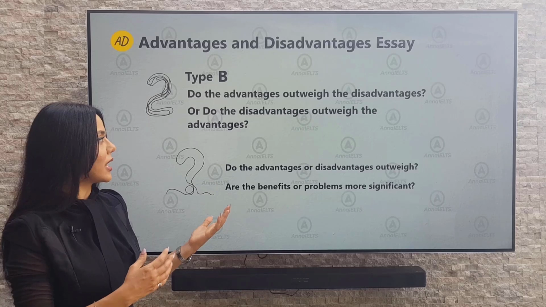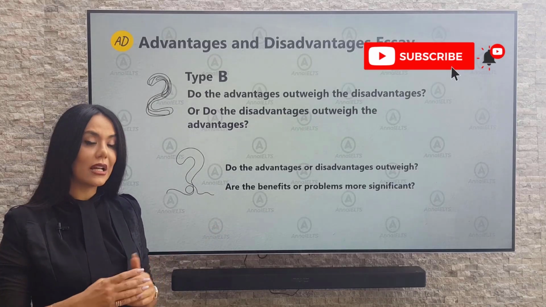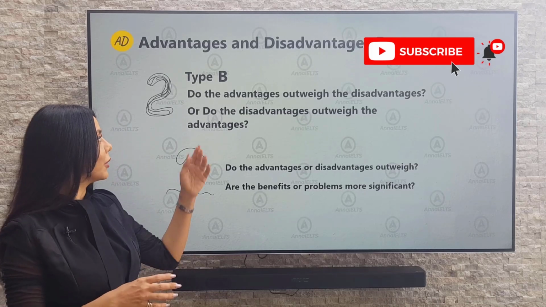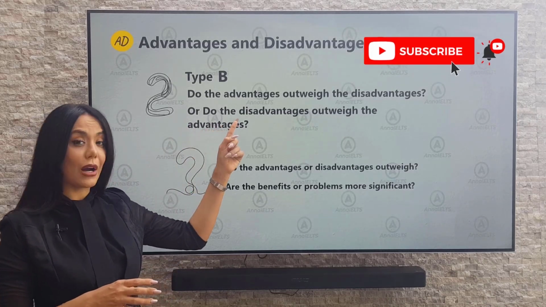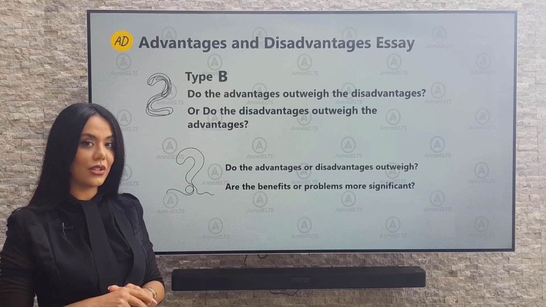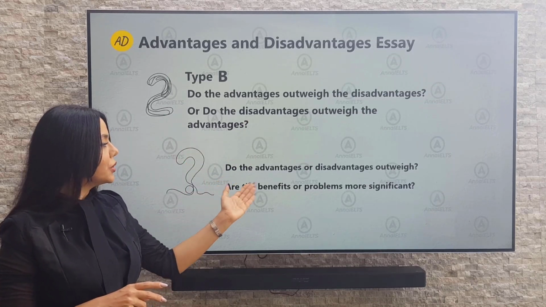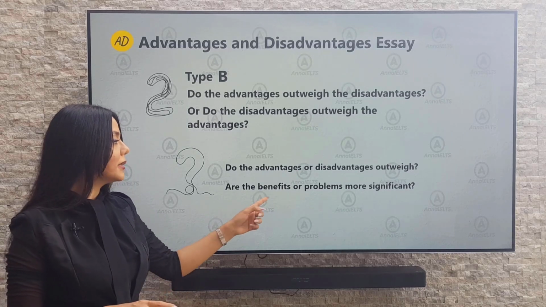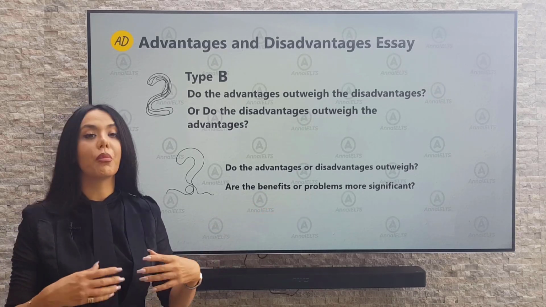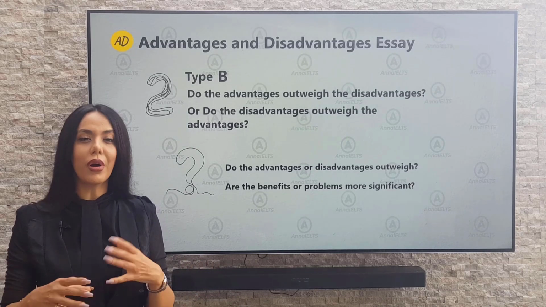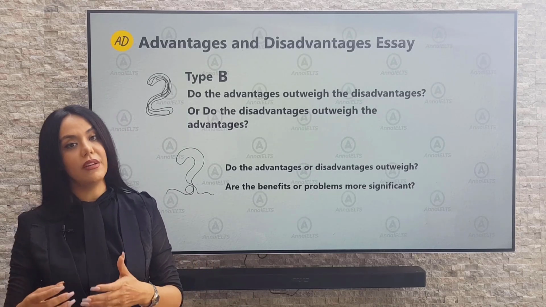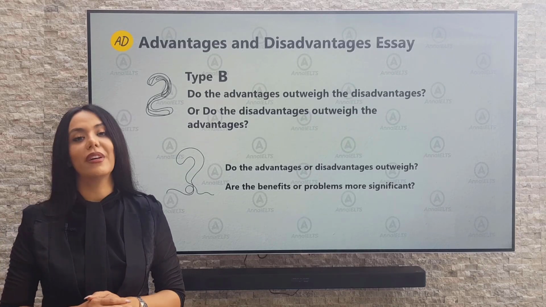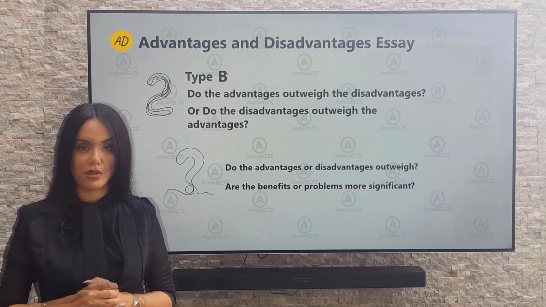These questions include the main idea, and then in the question tasks, there are some phrases. For example, do the advantages outweigh the disadvantages? Or, do the advantages or disadvantages outweigh? Or, are the benefits or problems more significant? So the words outweigh or significant show that our task is the second type of advantages and disadvantages questions.